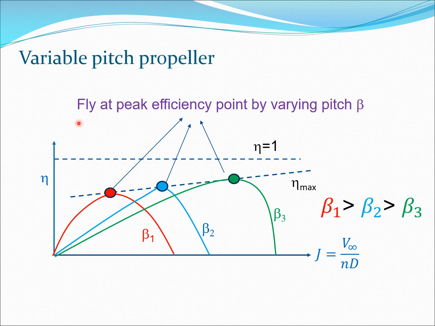In some way we can say that you want to fly the propeller aircraft at the peak efficiency point by varying beta depending on the particular velocity you are at. That's the concept behind the variable pitch propeller.